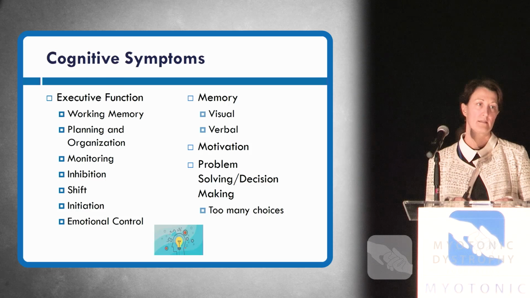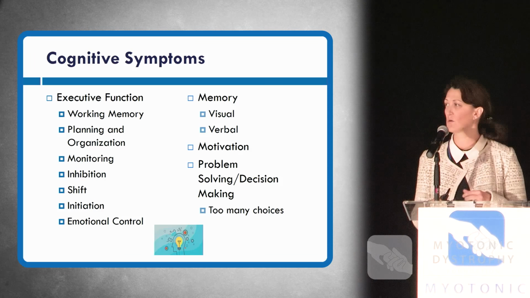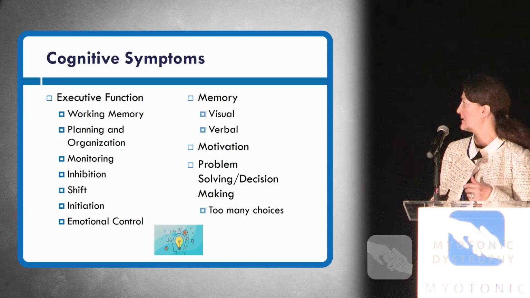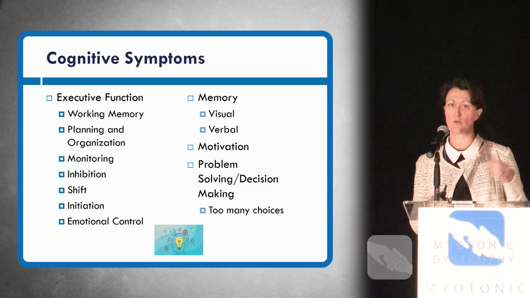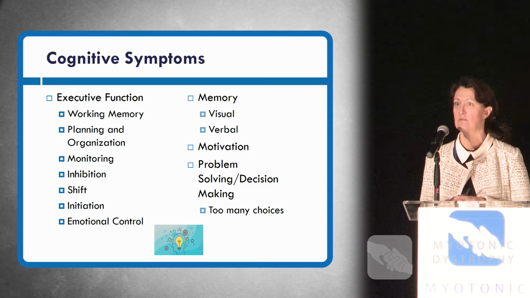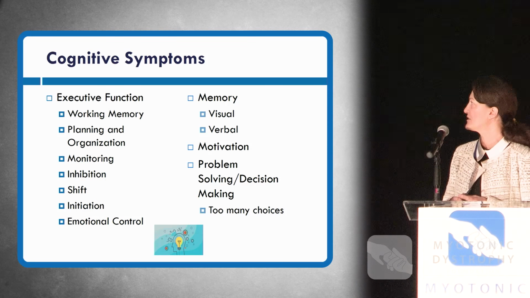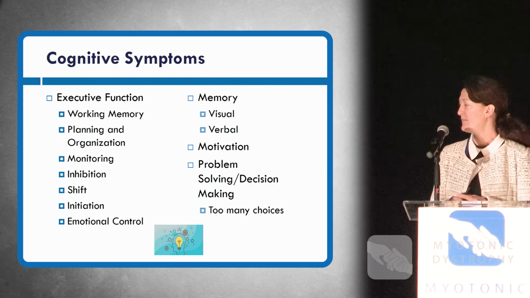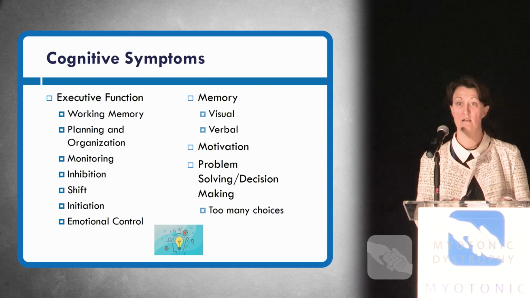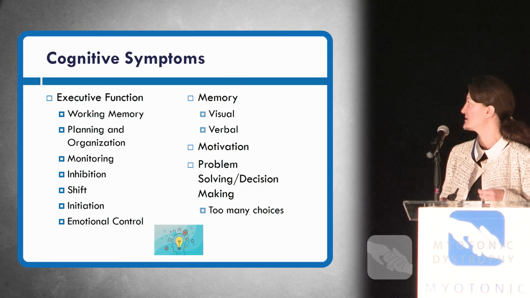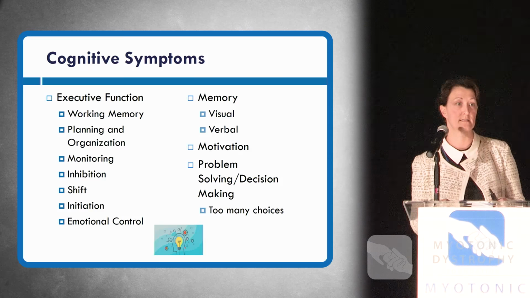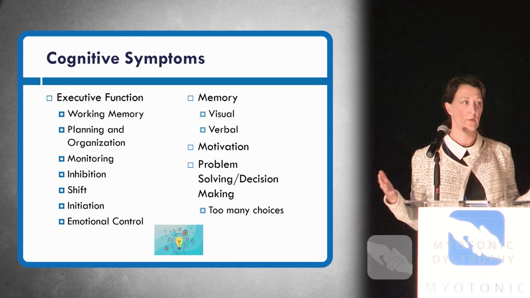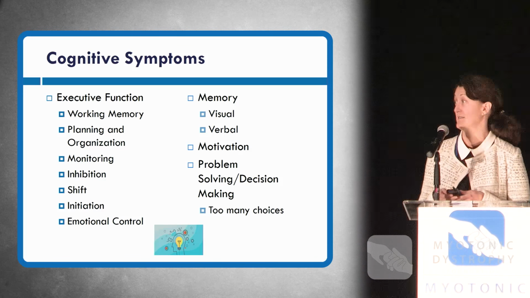Shifting from one task to another can be difficult. Emotional control, so feeling those emotional ups and downs. And then visual verbal memory, motivation, so just getting started on a project, initiating that. Problem solving can look like decision making, and sometimes that's difficult because we perceive to have too many choices.